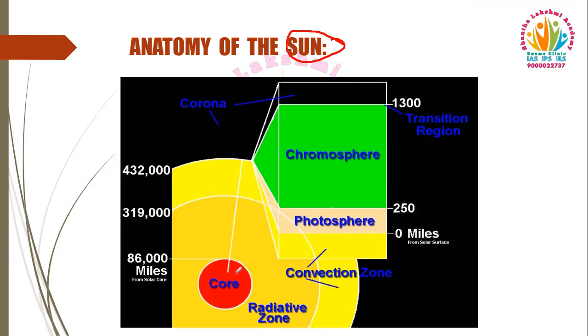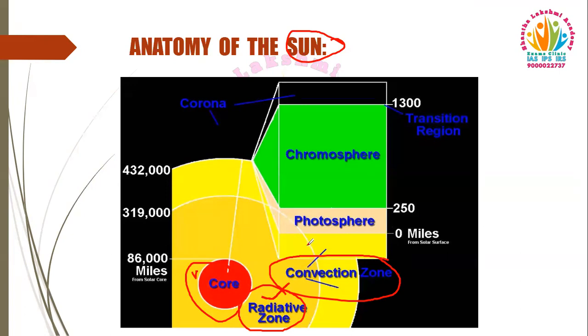So here, the core is the innermost region of the sun where nuclear fusion happens. Two hydrogen atoms merge to form helium and release energy. Next to the core, we have the radiative zone where energy is transmitted through radiation. Next to the radiative zone, we have the convective zone where energy is transmitted through convection. The core, radiative zone, and convective zone together form the sun's interior.